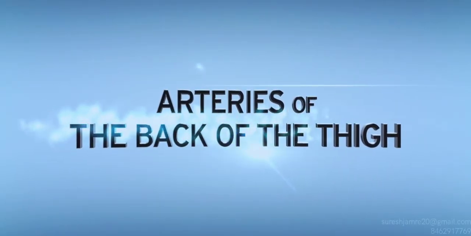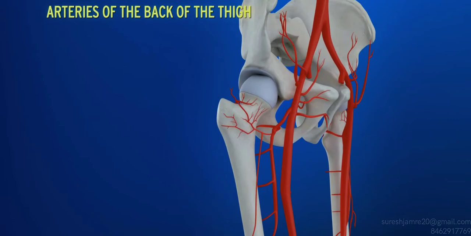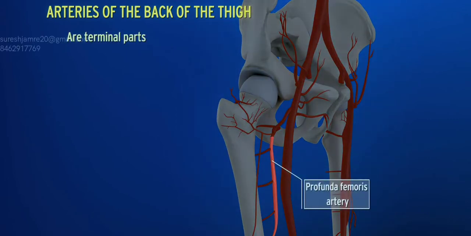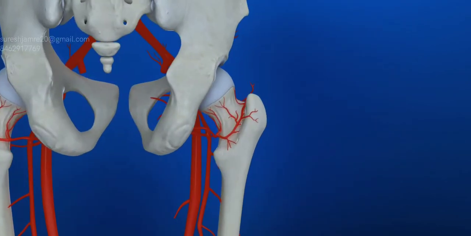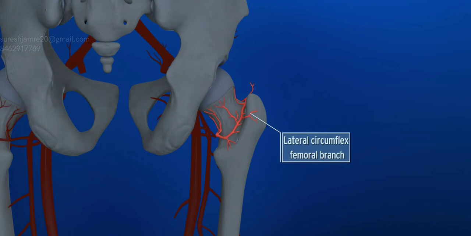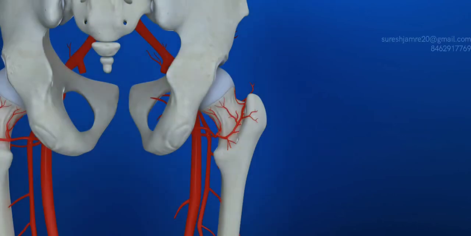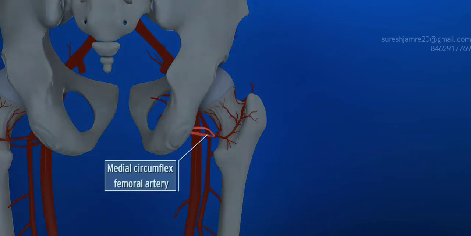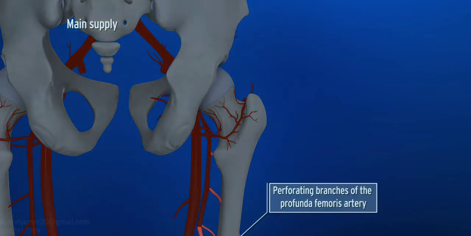Arteries of the back of the thigh. The arteries of the back of the thigh are terminal parts of the profunda femoris artery, the lateral circumflex femoral branch of the profunda femoris artery and the medial circumflex femoral artery. The main supply is through the perforating branches of the profunda femoris.